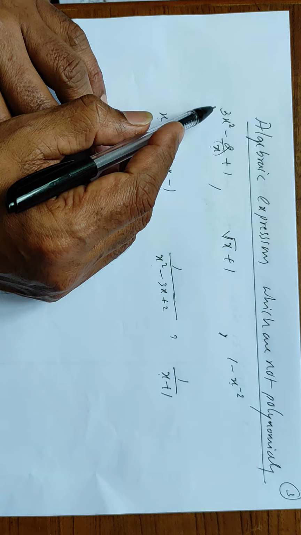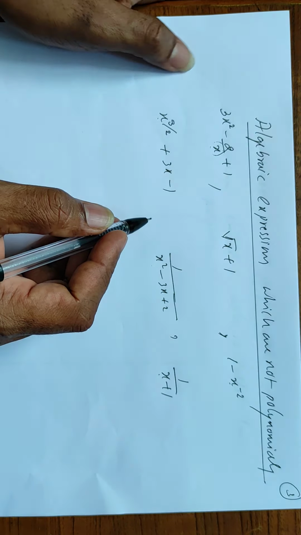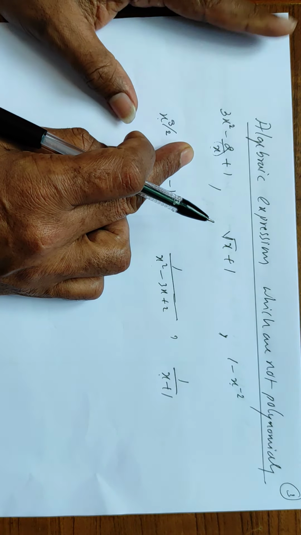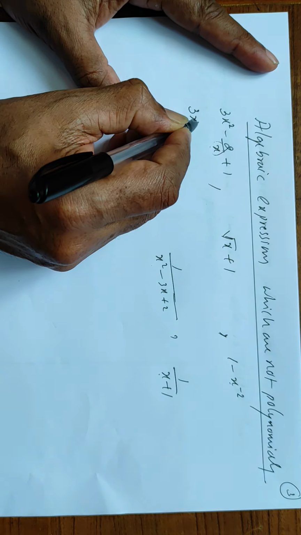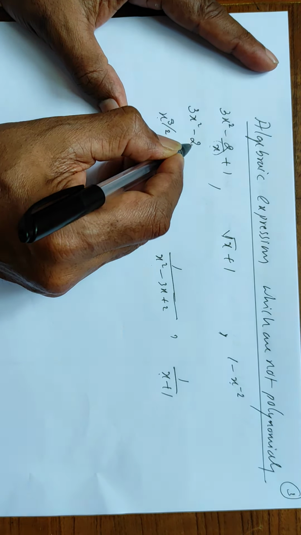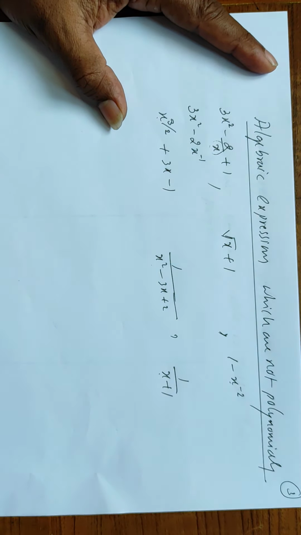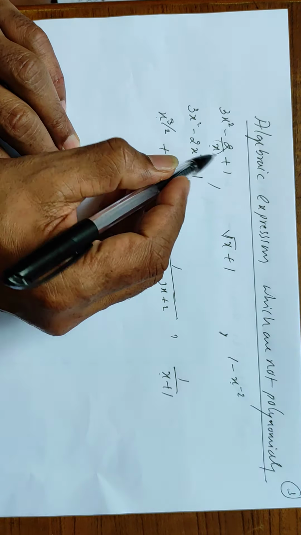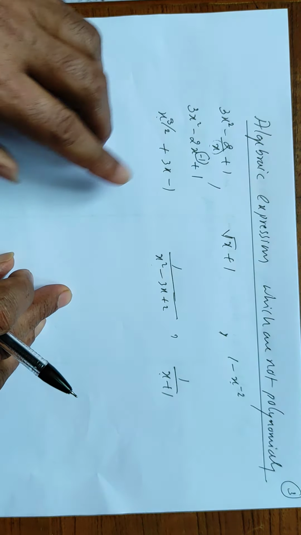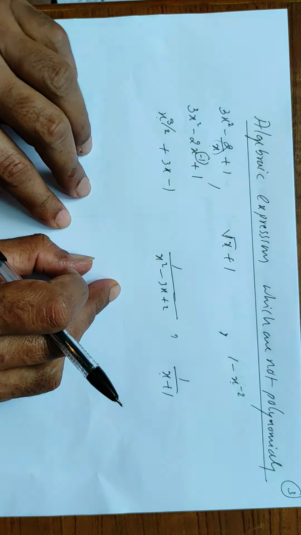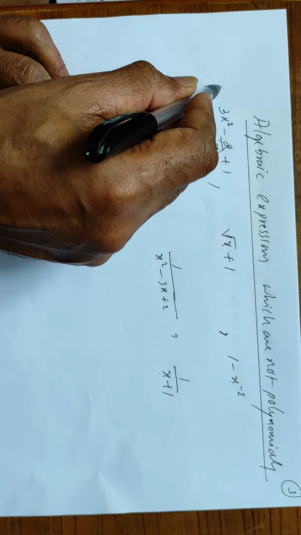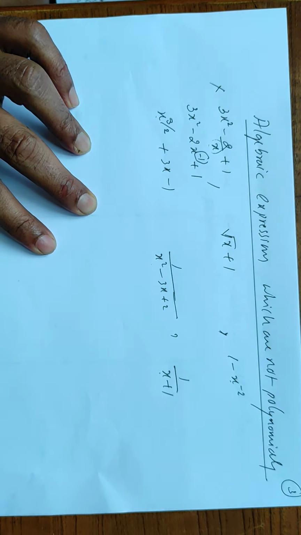So let us consider the example 1. Here 3x square minus 2 by x plus 1 is not a polynomial because when it is taken to the numerator, it becomes x power minus 1 plus 1. So here the exponent of the variable is negative. According to the definition, it should be a whole number. Therefore, it is not a polynomial.